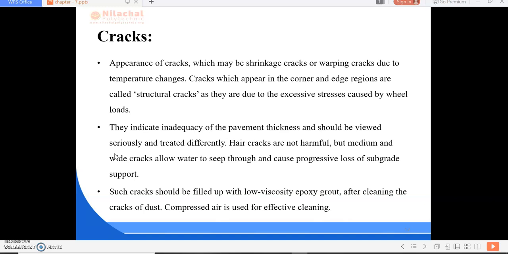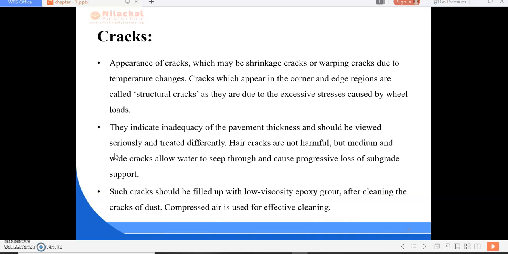Okay. Cracks. Appearance of cracks, which may be shrinkage cracks or warping cracks due to temperature changes. Cracks which appear in the corner and edge regions are called structural cracks as they are due to the excessive stress caused by wheel loads. They indicate inadequacy of the pavement thickness and should be viewed seriously and treated differently.